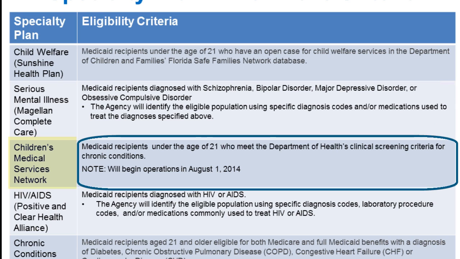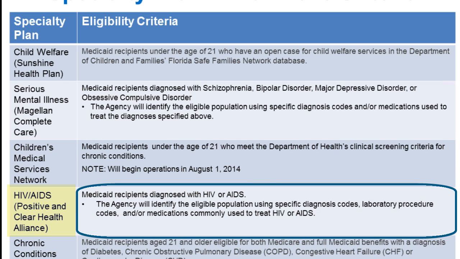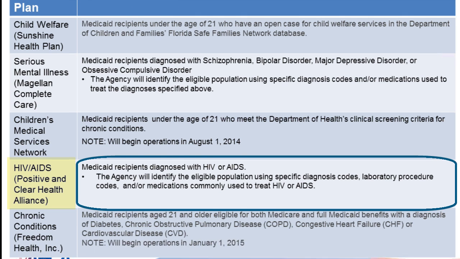above. For the Children's Medical Services Network Plan, Medicaid recipients must be under the age of 21 and meet the Department of Health's clinical screening criteria for chronic conditions. As a reminder, this plan does not begin operation until August 1st, 2014, statewide. For the HIV and AIDS plans, Medicaid recipients must be diagnosed with HIV or AIDS, and the agency will identify those eligible recipients using specific diagnosis codes, laboratory procedure codes, and/or medications commonly used to treat HIV or AIDS.